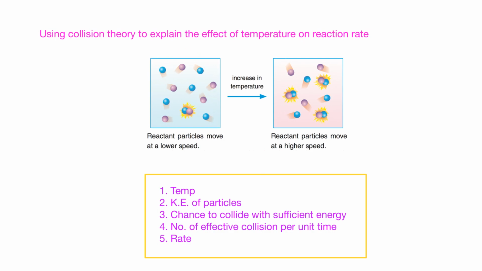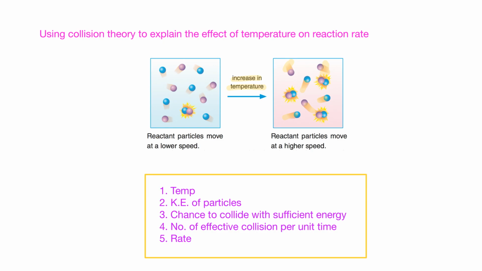The particles inside the container keep on moving and they have chances to collide with each other. But after we increase the temperature, you will see that they move faster. If they move faster, they have more energy, and they will have more chance to collide with each other with sufficient energy. At that time, a greater number of effective collisions per unit time will result, and in the end that will bring a higher rate for the overall reaction.